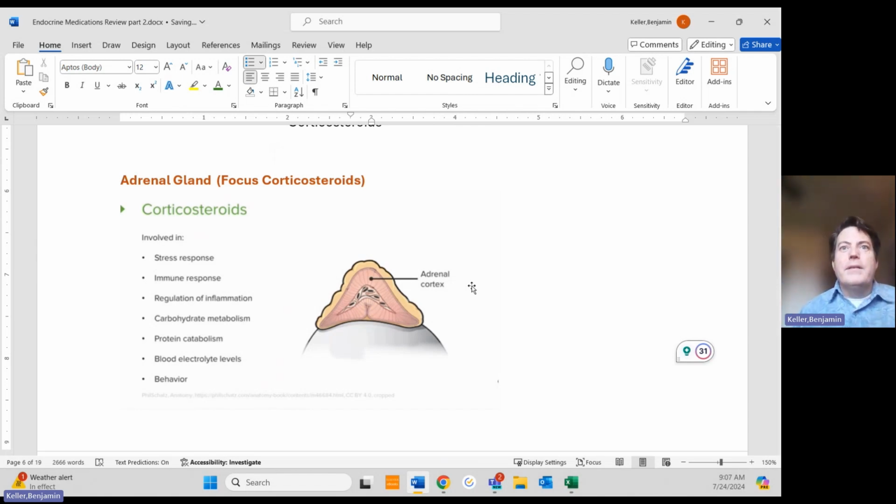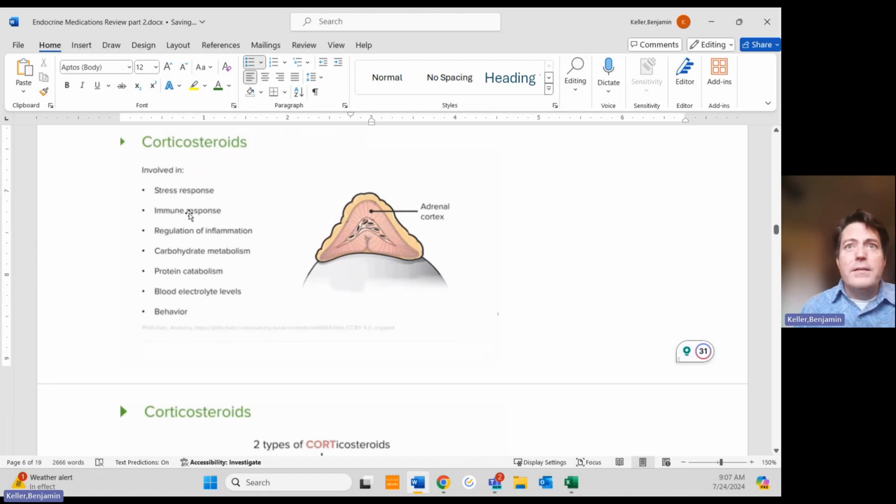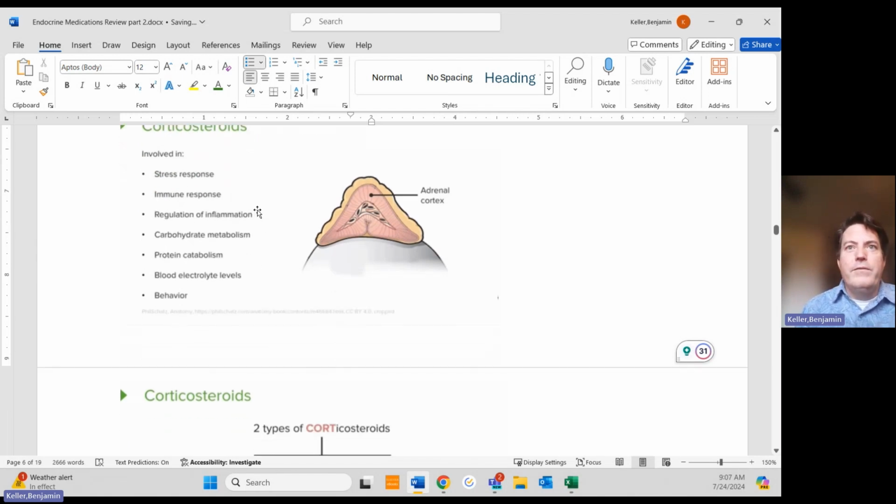The corticosteroids, what comes from that, is going to be stress response, immune response, inflammation, carbohydrate metabolism, and protein catabolism. That's the breakdown of protein.